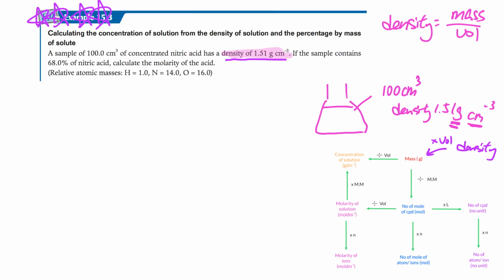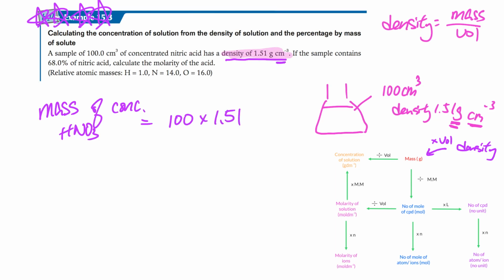First of all, I will make it simple. The mass of concentrated nitric acid will be 100 cm cube times 1.51 gram per cm cube. I try to align the units: cm cube and cm cube. So you first have 151 gram, but you have to realize that this 151 gram is not all nitric acid. Quite a number of them is water.